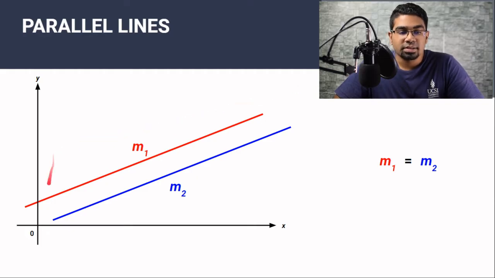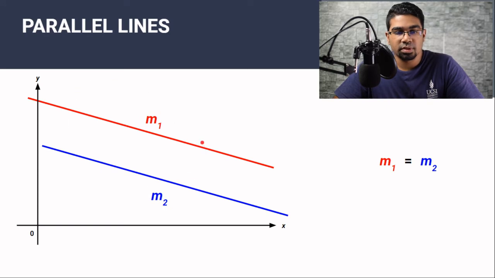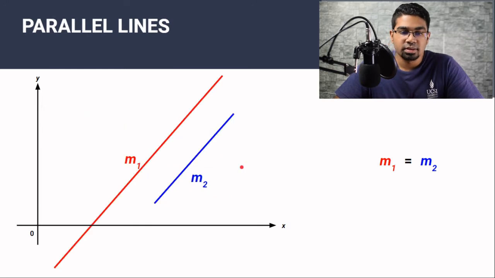Parallel lines are lines that are moving in the same direction. So they have exactly the same steepness. They have exactly the same gradient. It doesn't matter which direction, and the length of lines doesn't matter as long as they are in the same direction. This is an example of parallel lines. They are moving in the same direction. They have exactly the same steepness, the same gradient.